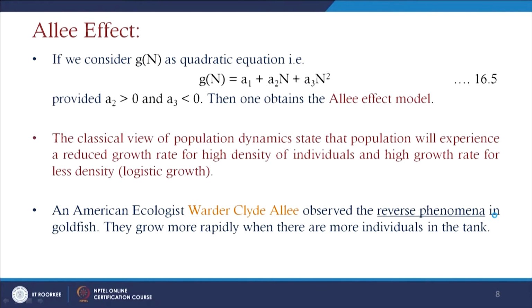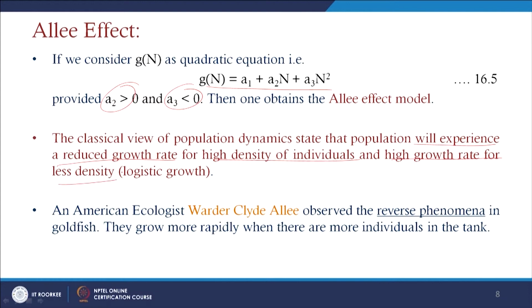So, next we will go for the Allee effect. This means that if you consider g(n) as a quadratic equation, where we assume a2 is greater than 0 and a3 is less than 0, then one can obtain this Allee effect model. These are the restrictions to be provided for this quadratic equation, and then we can say that it is an Allee effect. The classical view of population dynamics states that a population will experience a reduced growth rate for high density of individuals and a high growth rate for low density.